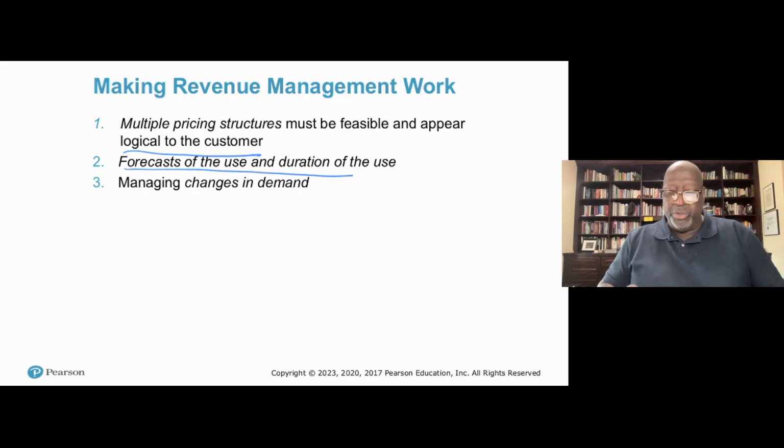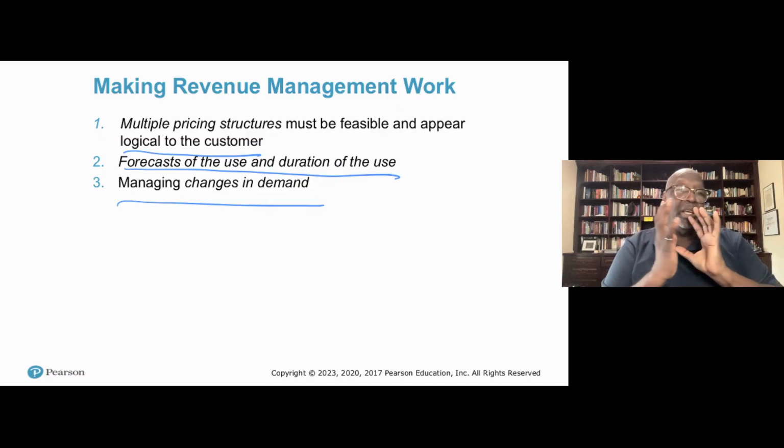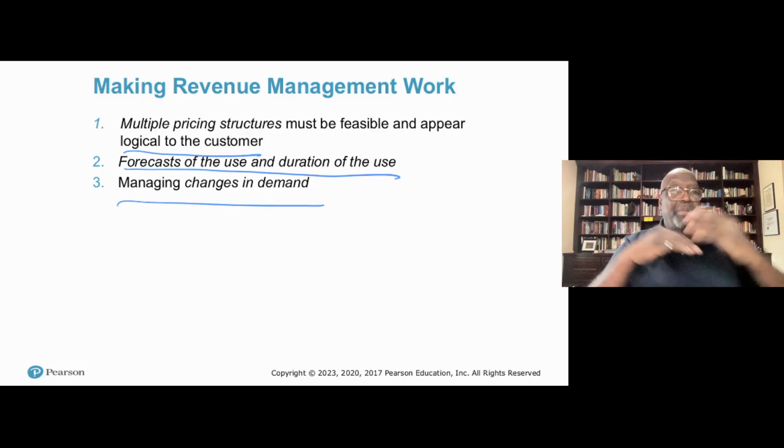Forecasting the use and duration of the use, and then managing changes in demand. All of these are important in the management of yield and revenue. So, folks, aggregate planning is a very crucial part of operations management. And as you saw, in manufacturing environments we have a number of choices for balancing capacity and demand, and in services, we can do much the same.